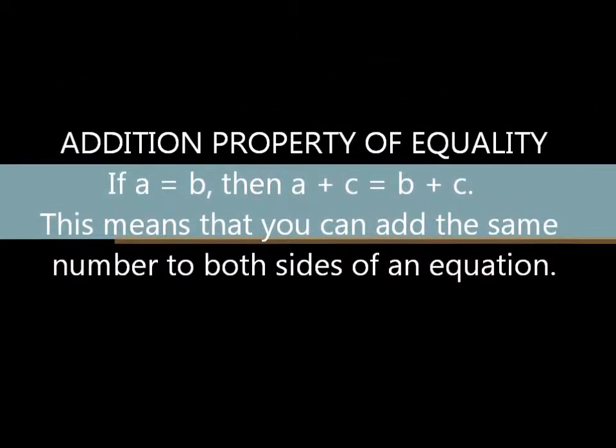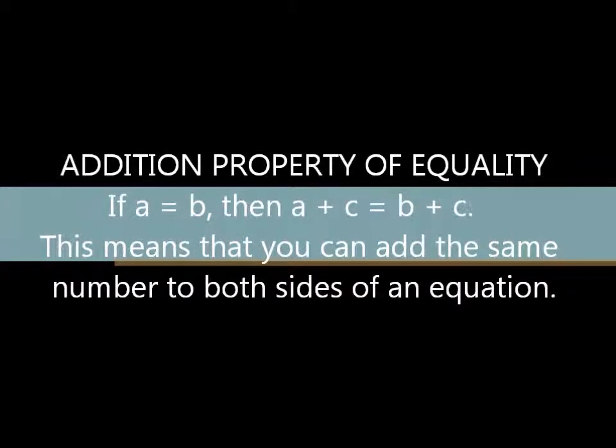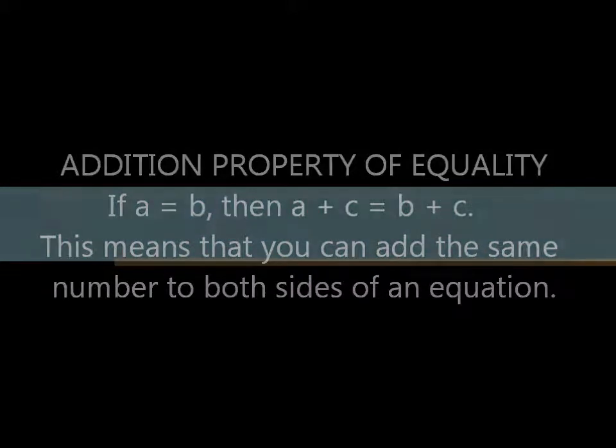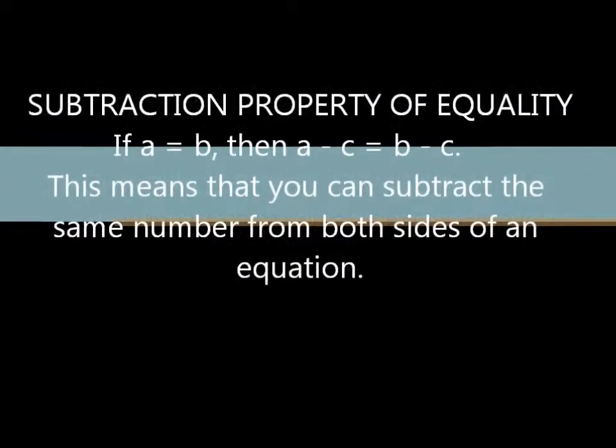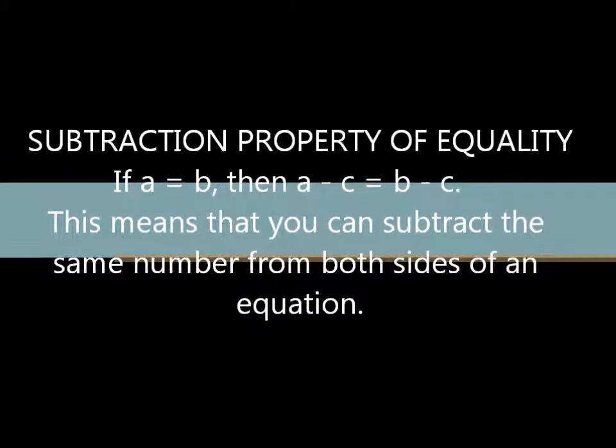Addition property of equality: if A is equal to B, then A plus C is equal to B plus C. This means that you can add the same number to both sides of an equation. Subtraction property of equality: if A is equal to B, then A minus C is equal to B minus C. This means that you can subtract the same number from both sides of an equation.